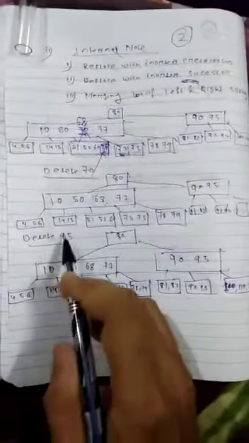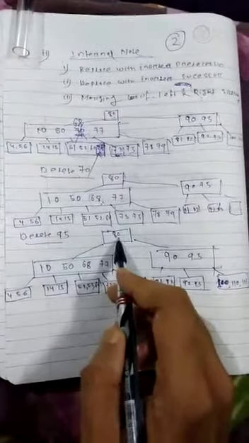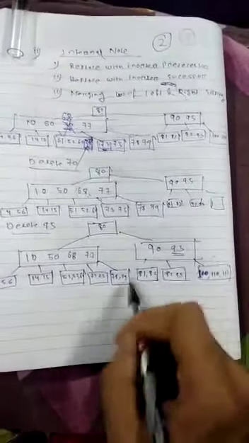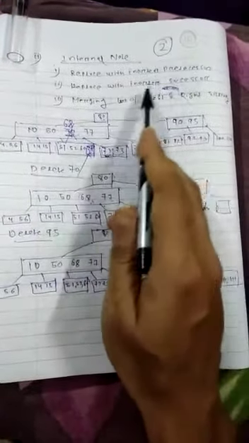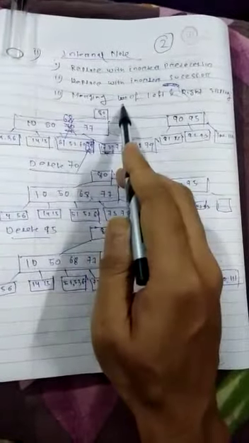95 from this tree. So where is 95? 95 is greater than this, so we have to go here, and here also we have to find 95. Here we find 95, and 95 is not a leaf node, it is an internal node. So for an internal node, what happens? We have to check: replace with the in-order predecessor, the in-order successor, or then merging.